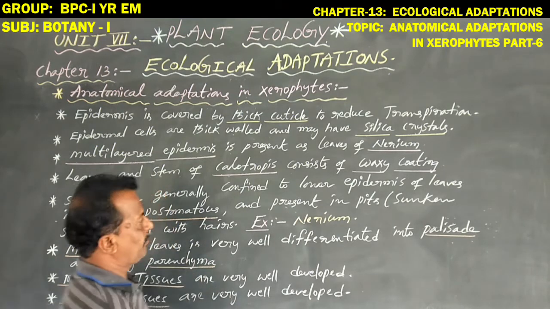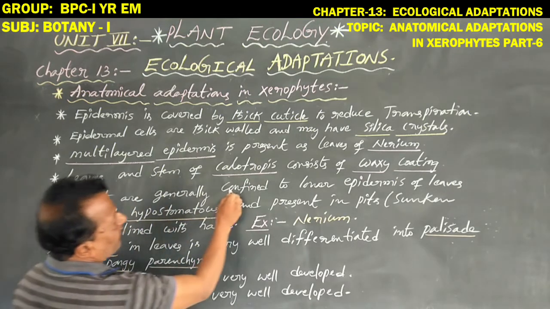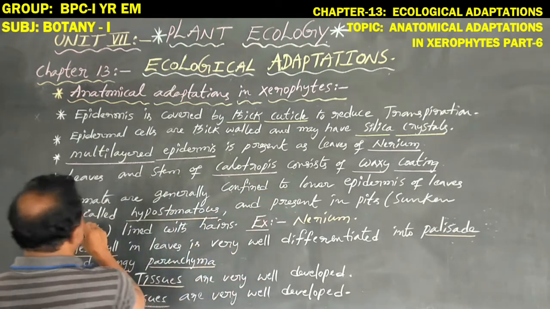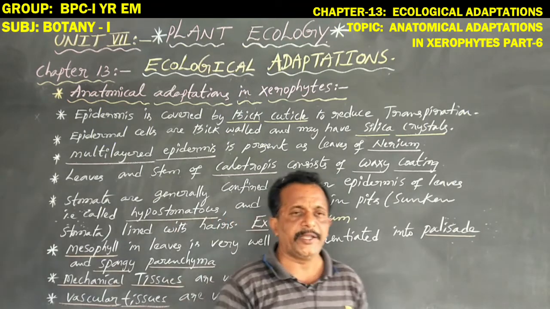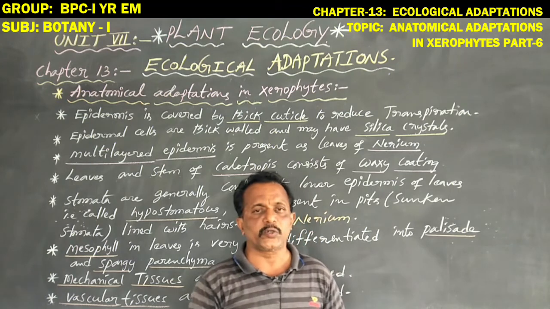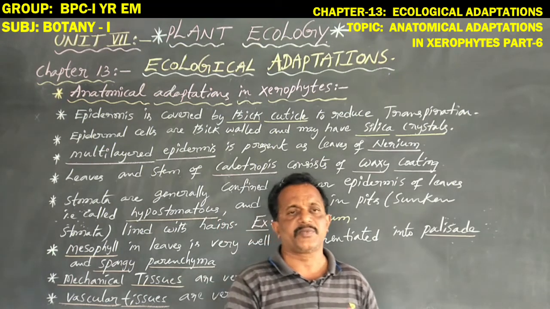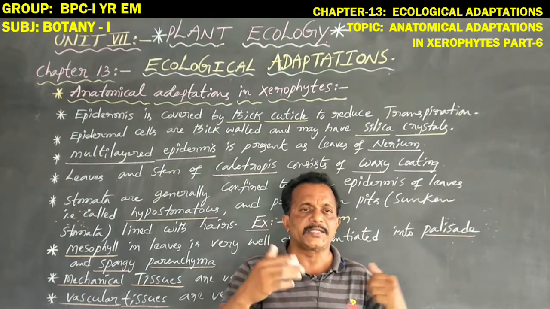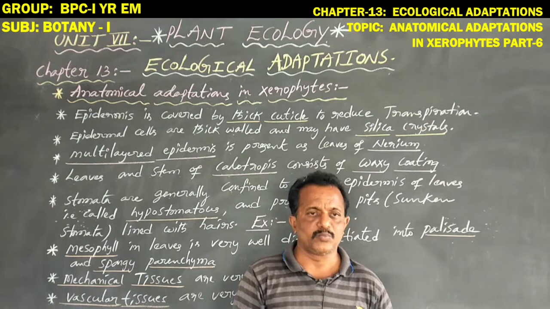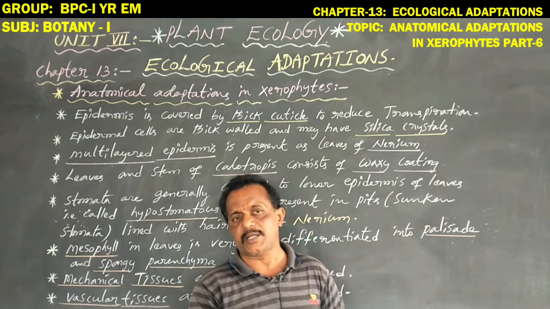Next, stomata are generally confined to the lower epidermis of leaves. That is called hypostomatous. Generally, stomata are absent in roots, but sometimes stomata are present in stems. But in the leaves of other plants, stomata are seen in both the upper epidermis and the lower epidermis of the leaves.